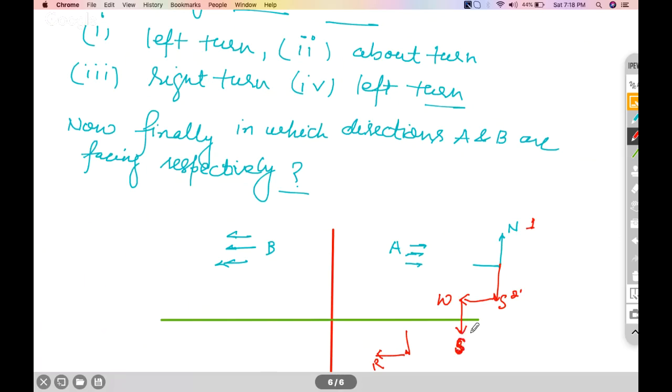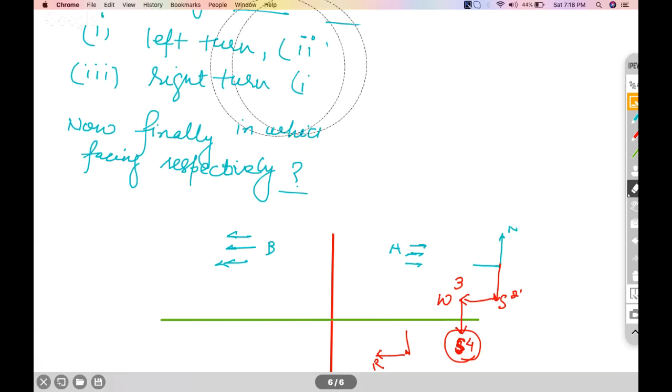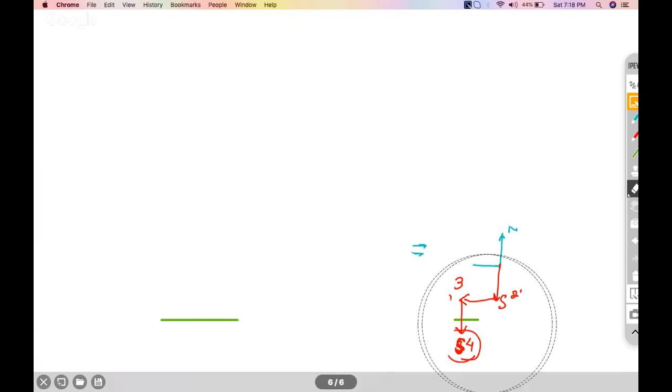So this particular guy, A, would be facing south. This is my third turn, this is my fourth turn. In the fourth turn, A is facing south. So if A is facing south, no need to do it for B. B will face north because they were in opposite directions and the same turns are taken. So this is your answer. Now let me move to another question.